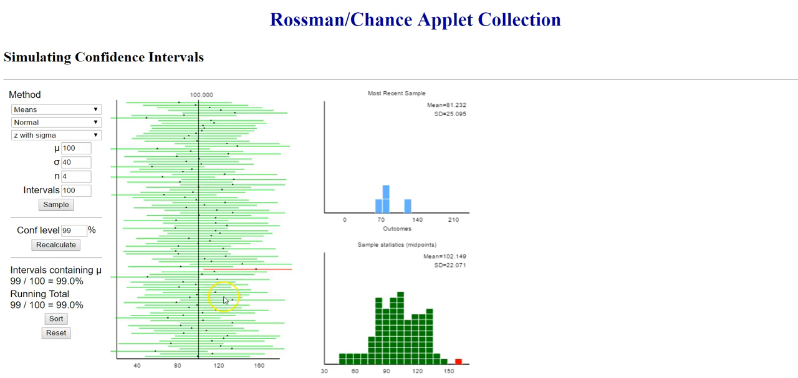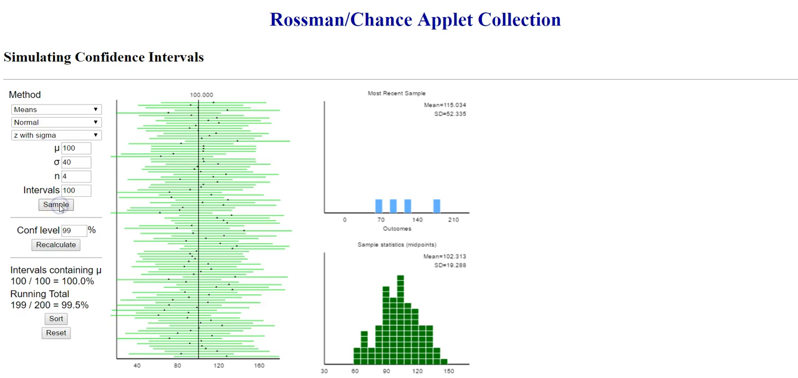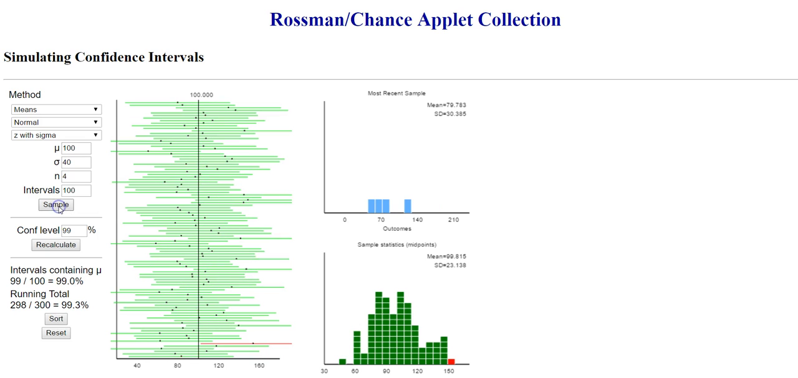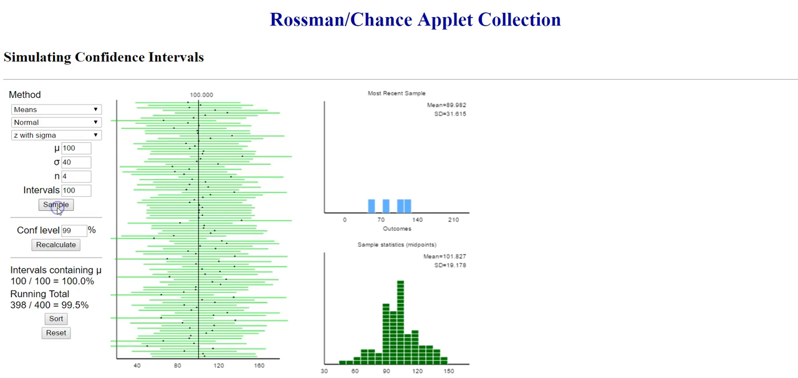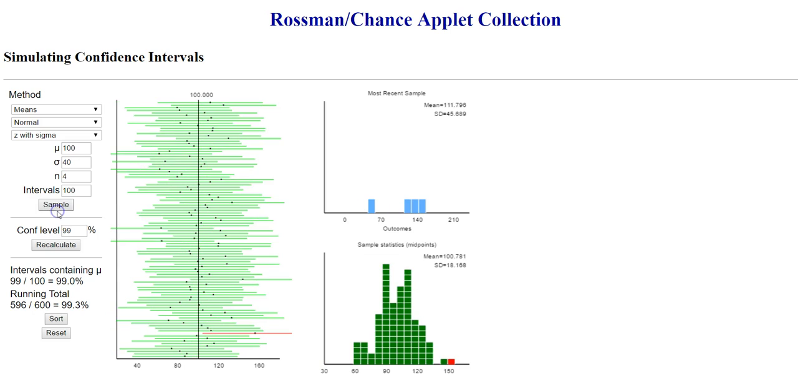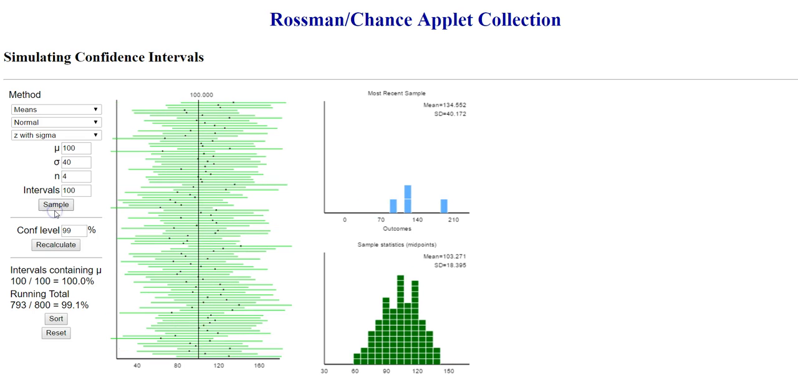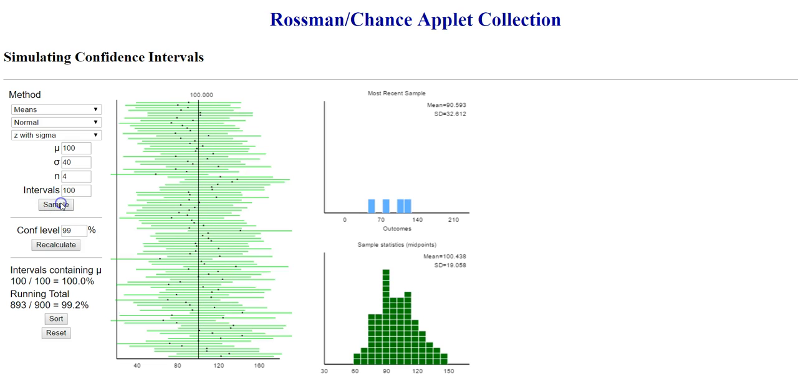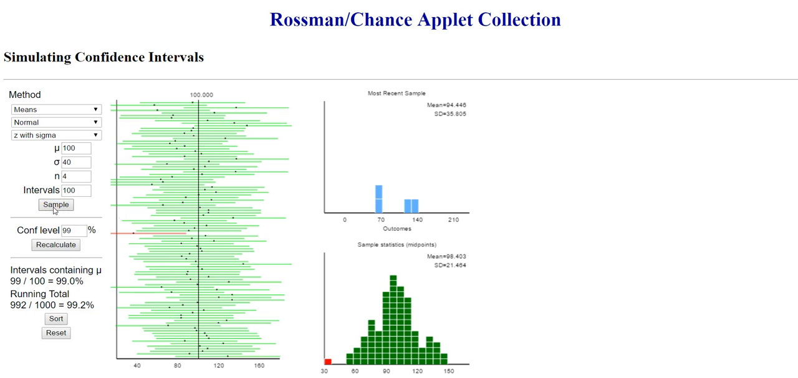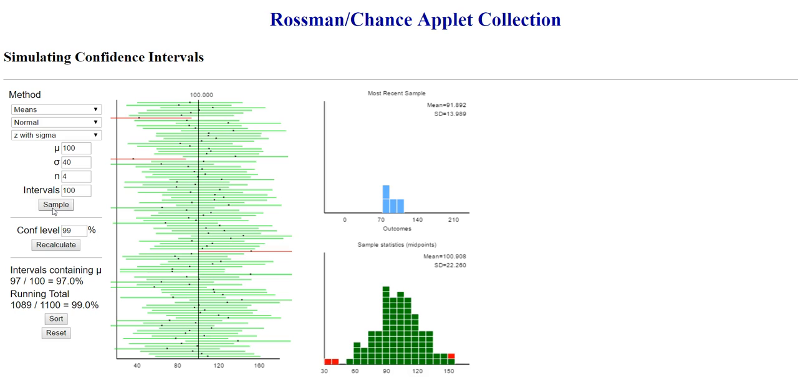Oh, that's exactly 99. We only got one miss in 100 samples here. So let's do another 100 samples. Okay, didn't even get any misses there. Got one miss every 100 samples. So there's one miss, one miss. There's three misses. Of course, we had a couple with no misses. So we're averaging out about 99.2% of our intervals contain the true population mean. So it's about what we expect.